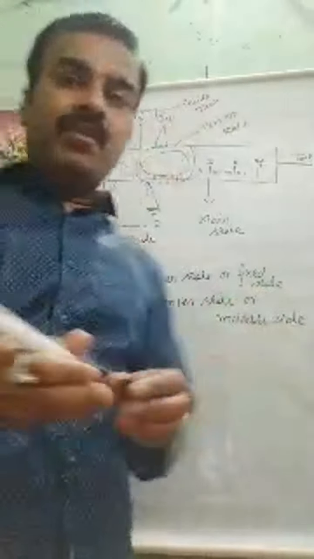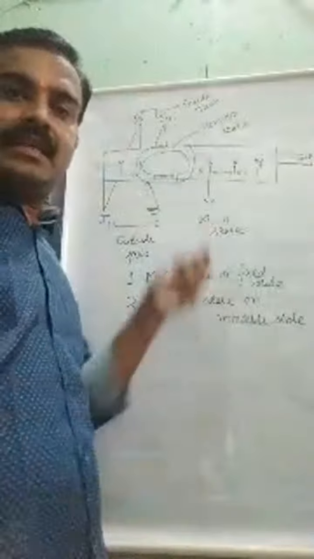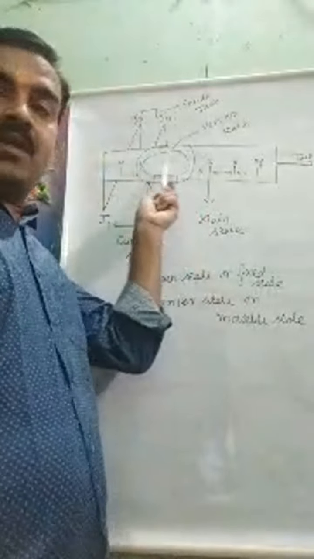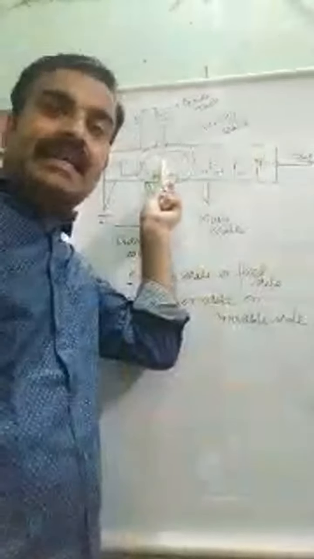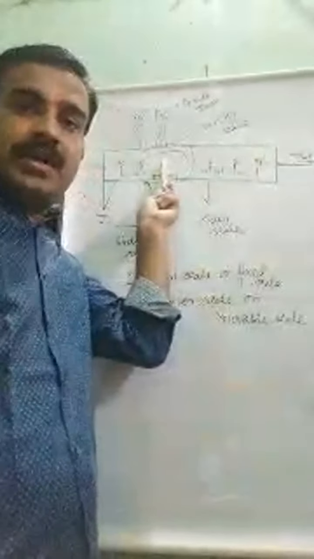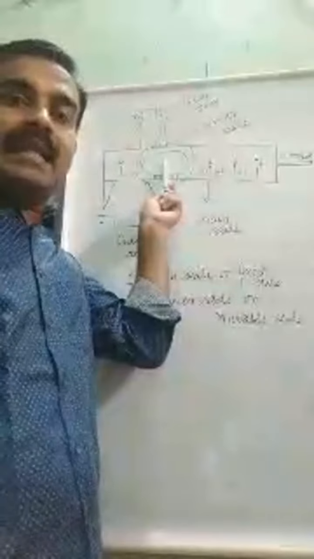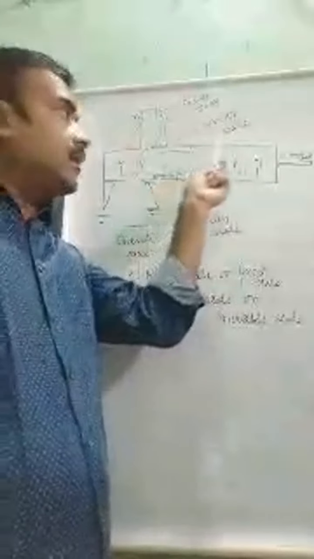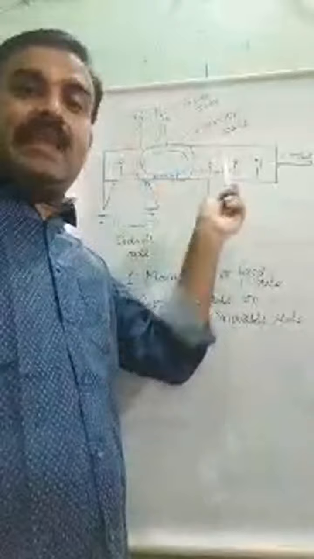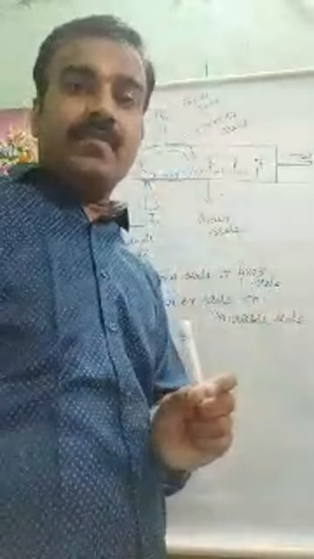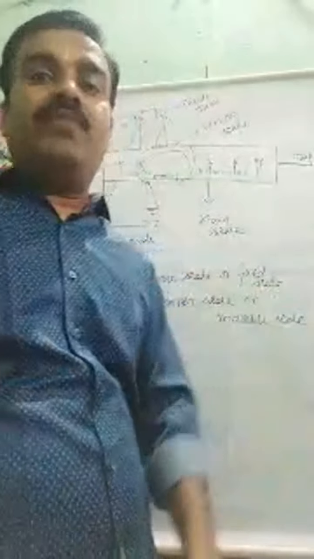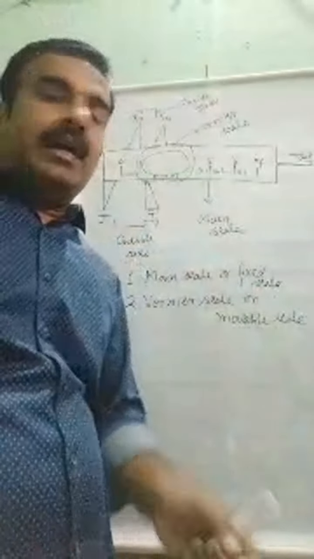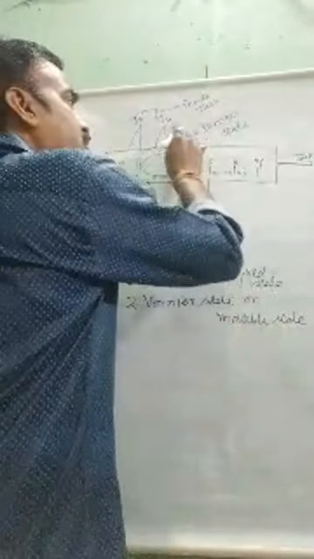There will be two types of scaling. Just see from the diagram. This one is above the main scale, it can slide. This one is the main scale. That means main scale will be the fixed one, and the Vernier scale will be the movable one. And here one screw will also be there.